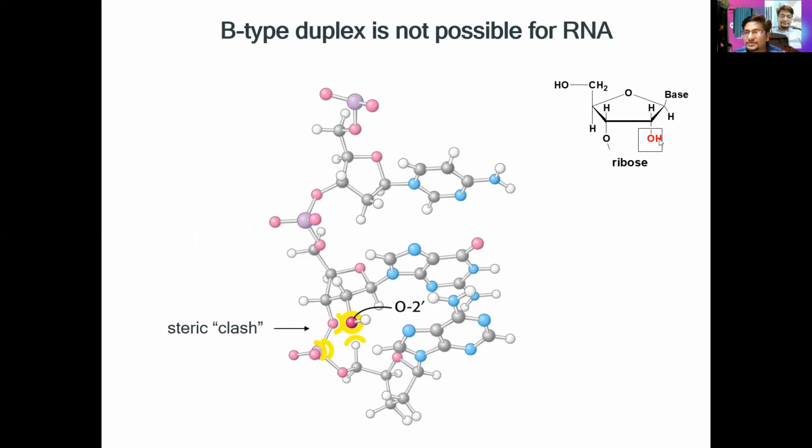Now the B type of structure is not possible with RNA because this oxygen has not been removed in RNA, where we have the ribose sugar. Whenever it is there, you can see that this red colored structure is always going to create these steric clashes. Hence, B type duplex is not really going to occur in the case of RNA.